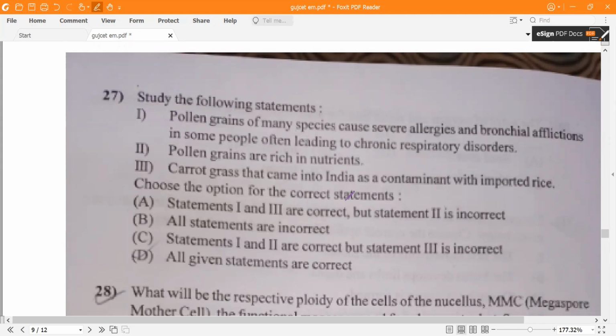Here, pollen grains can cause severe allergies and bronchial problems, it is true. They are rich in nutrients, it is true, because pollen allergy has been given as a separate topic, beta, in the second chapter. Do they cause allergy? Yes. Carrot grass, which came with the imported wheat, was responsible for that. In 1987, during the Rajiv Gandhi government, it came with the wheat, not with the rice. So this is wrong, beta. So 1 and 2 are correct, while the third is incorrect. So C will come.